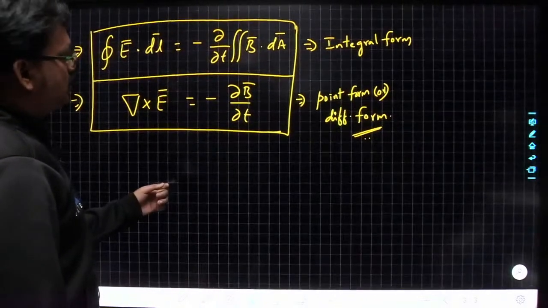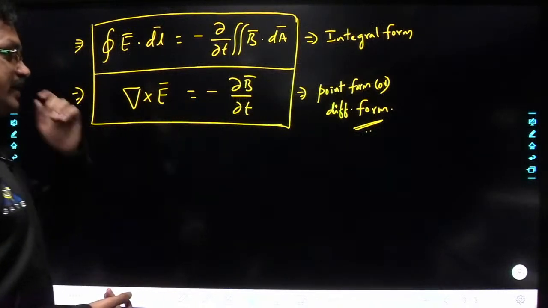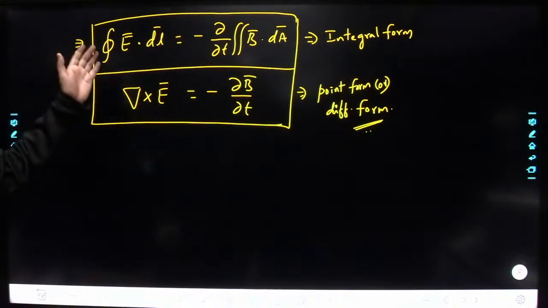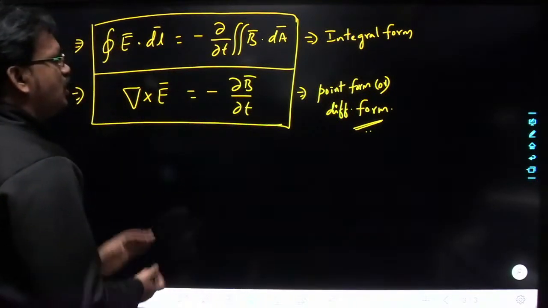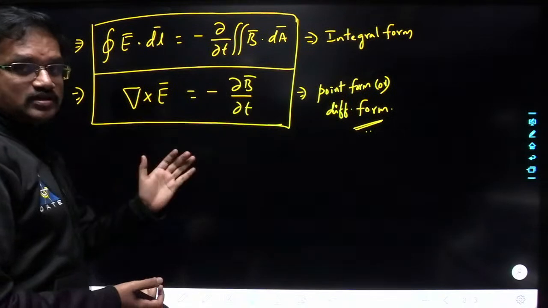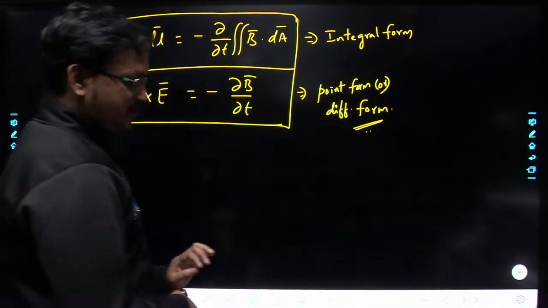So this is what we got here: the integral form and the point form or differential form of Faraday's law. So these are the mathematical forms of Faraday's law.